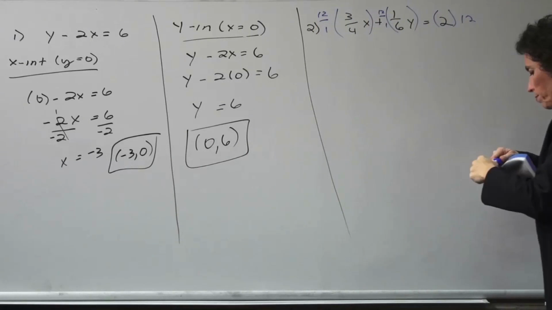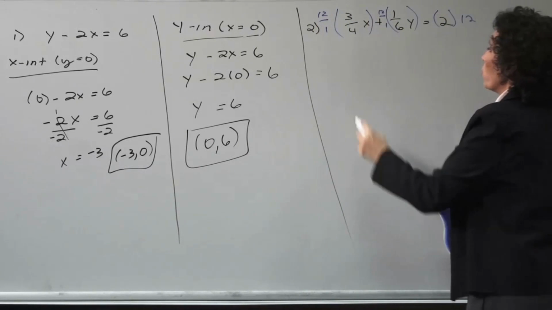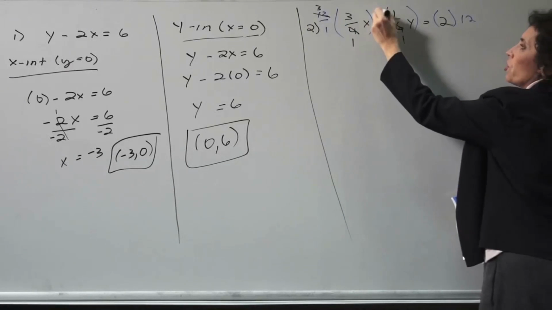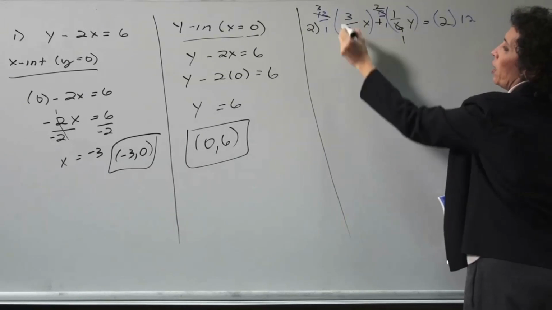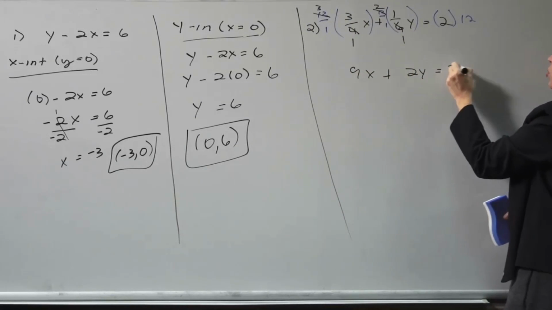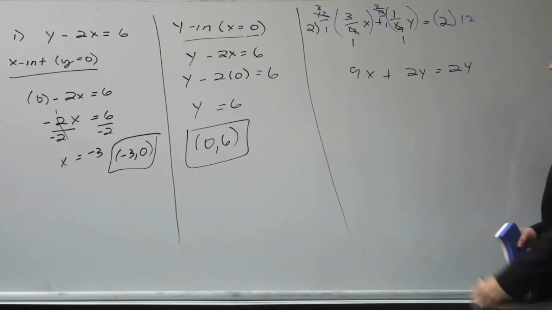Okay, here we go. 4 goes into 4 once. 4 goes into 12 3 times. 6 goes into 6 once. 6 goes into 12 twice. We get 3 times 3, or 9x, plus 2y equals 24. Okay? You ready? Here we go.